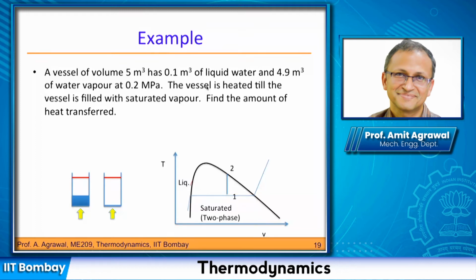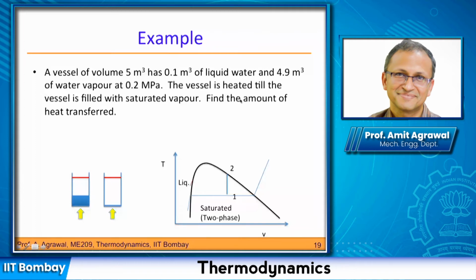So as we said, if you look at it on a TV diagram, you start off in the saturated region. This is somewhere at your point 1, and then you're heating it till it is filled with saturated vapor. So you're not going into the superheated region here. You stop the heating at this point 2. So the next thing after drawing this figure is to see how things are moving, or to locate these various states which this water is undergoing.